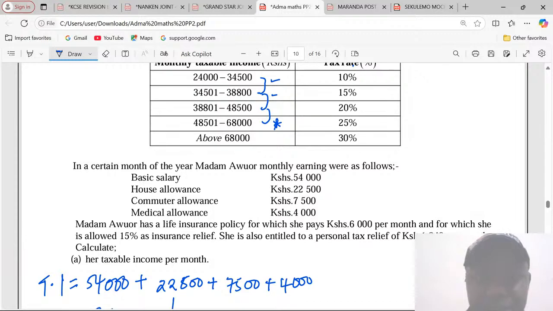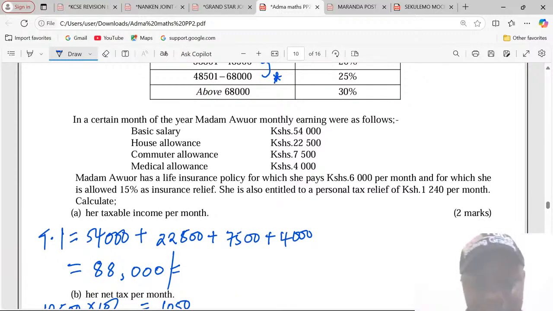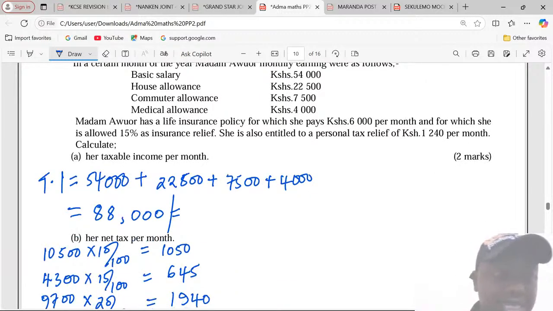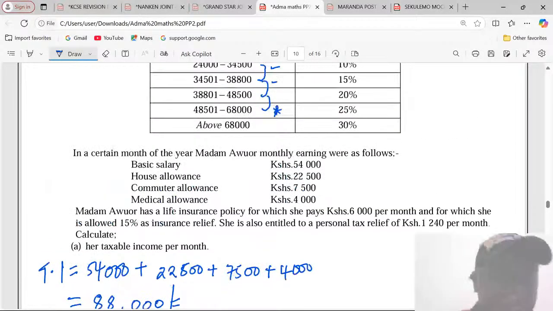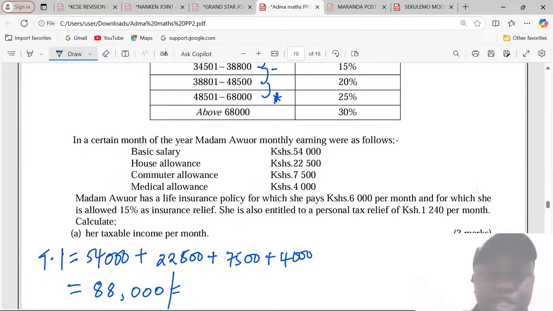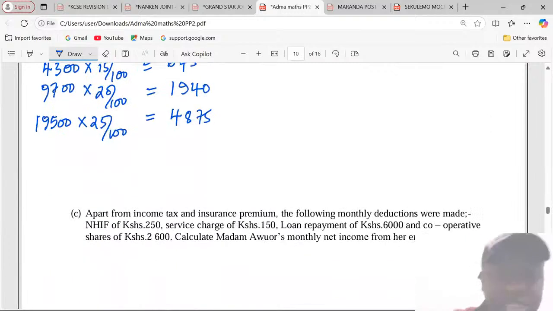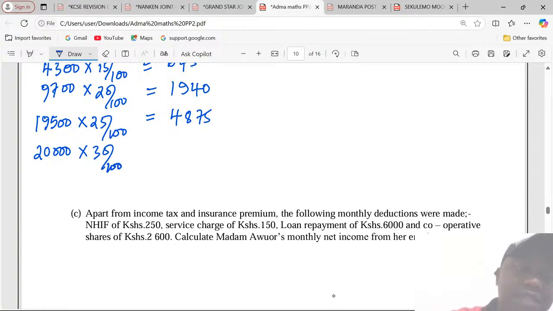And finally, now that we have taxed up to this point, what will be the remaining amount which lies above 68,000? The taxable income is 88,000. So we subtract what we have taxed, 68,000, and this will give us exactly 20,000. So it is 20,000 that will be taxed at a rate of 30% to give us 6,000 in the last bracket.